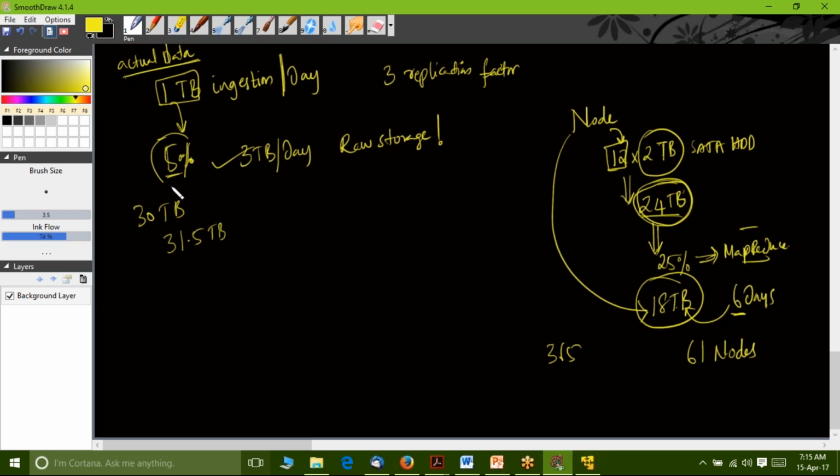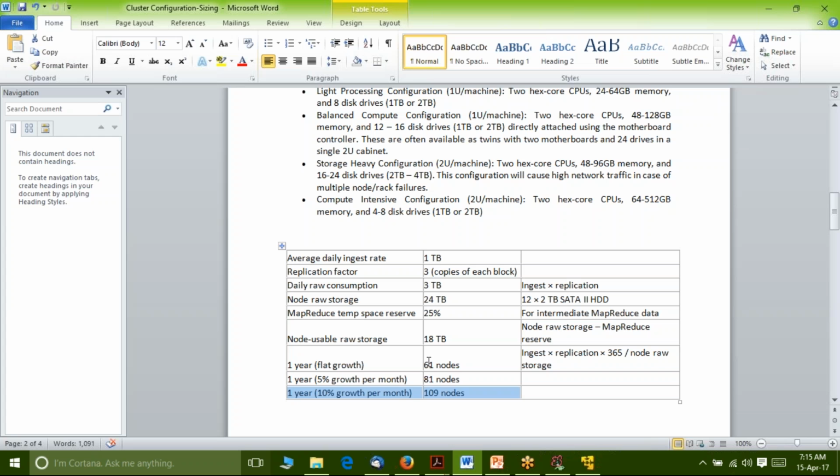At the rate of 5% increase in the data ingestion, if my data ingestion rate is going up 5%, how many nodes do I need? I need 81 nodes. If my data ingestion rate is growing 10% per month, then I need 109 nodes. This is how I am going to project my needs, how my data is going to grow. Based on that, I am going to decide what should be the configuration of my cluster.